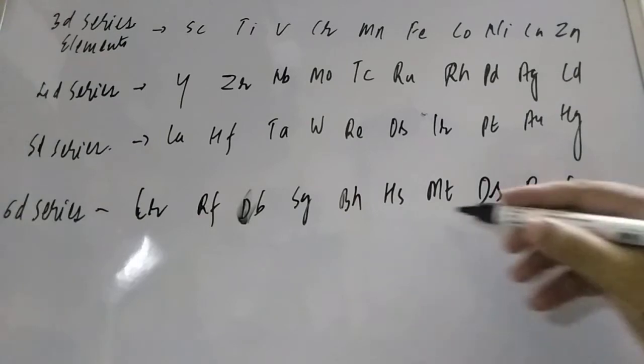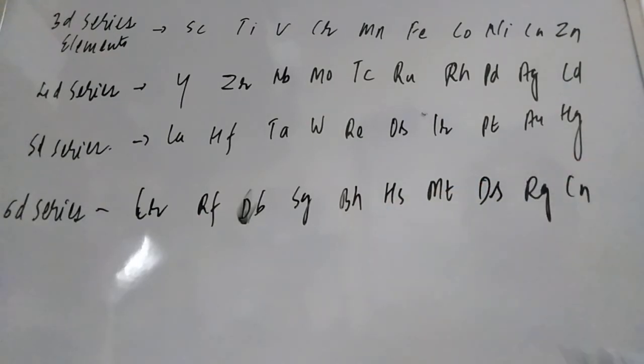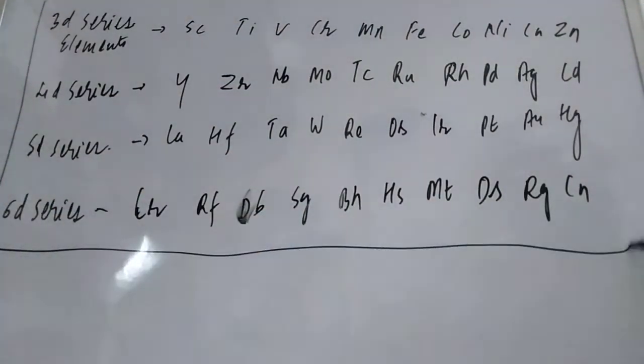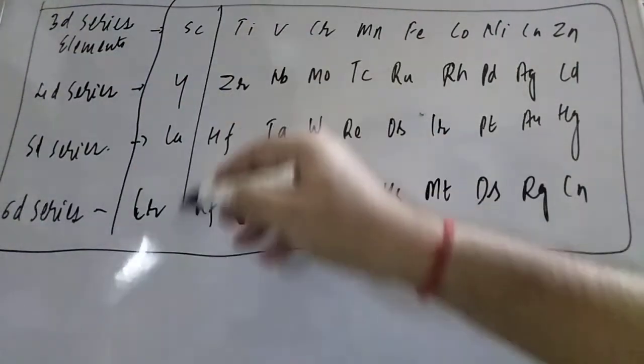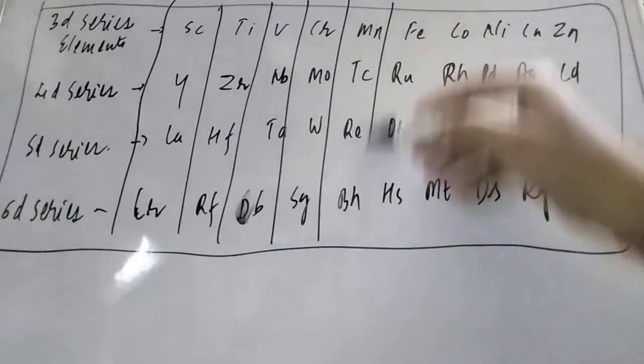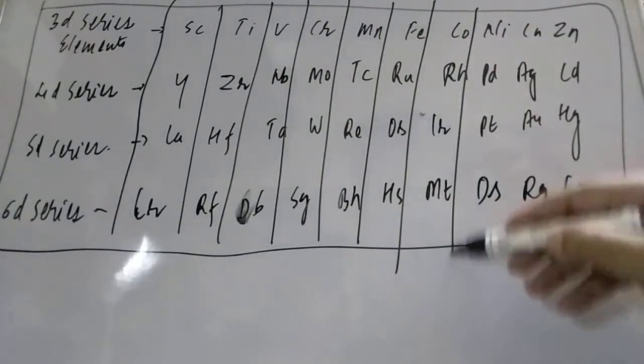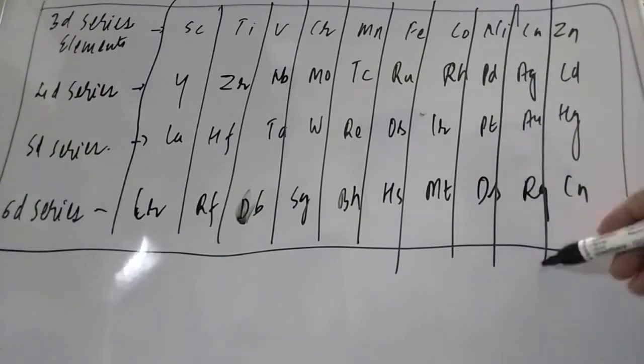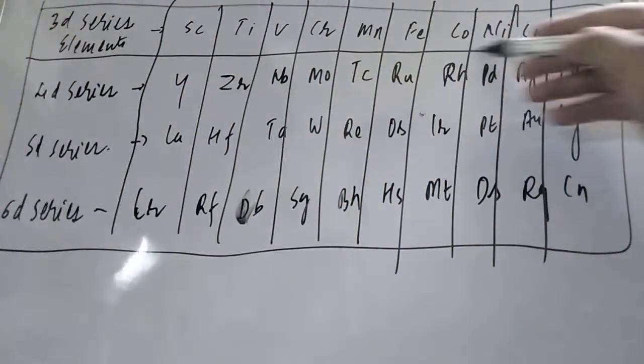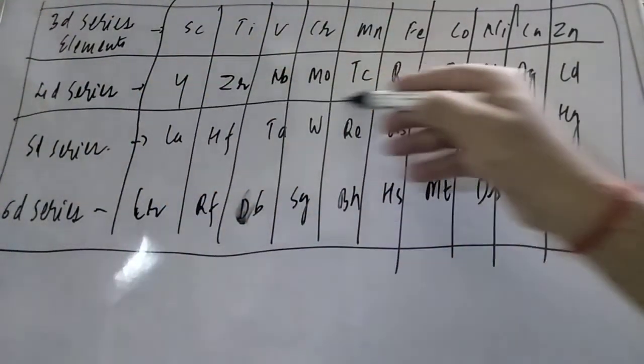These are recently discovered, and they are also known as man-made transition elements. All these elements we have to study: their physical properties, chemical properties, oxidation states, colors, all the things we will study in this chapter. So this is all about the introduction, student.